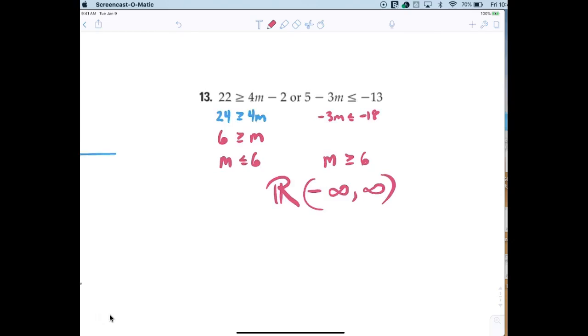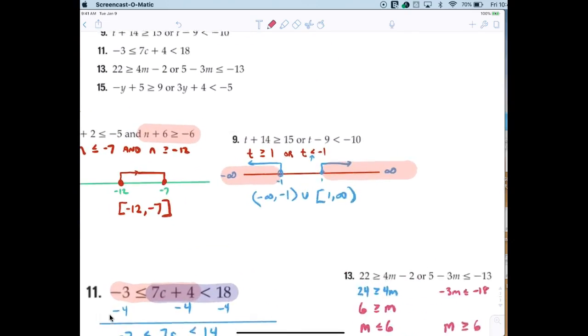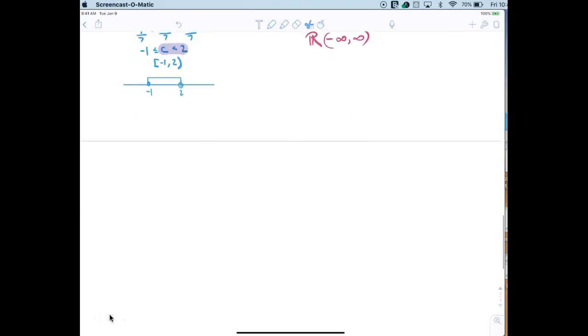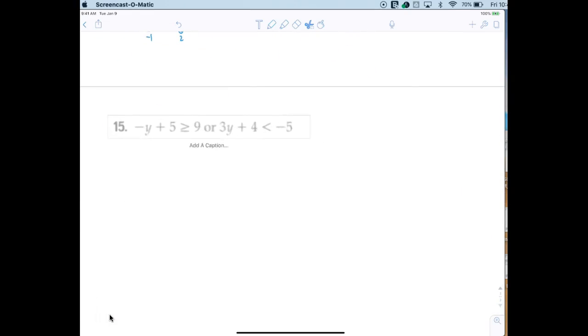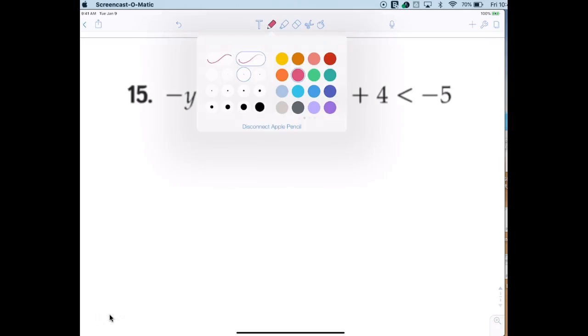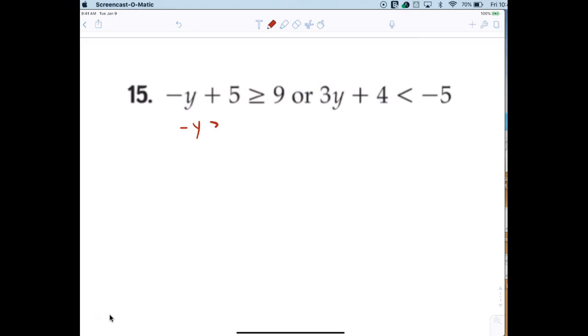All right, now let's check out 15. Carly, what do I do first? Good. I'm going to subtract 5. So negative y is greater than or equal to what? 4. Now, what do I do to the signs? Switch them. So y is less than or equal to negative 4.